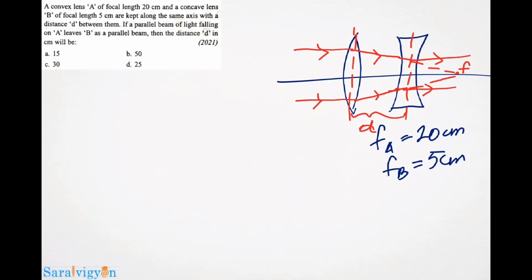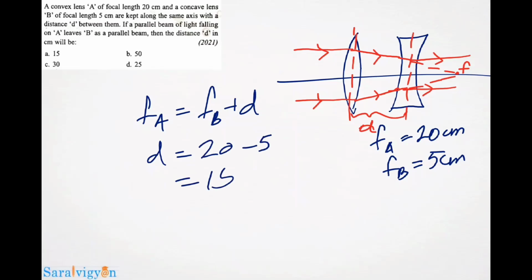Since the focus is the same, we have FA equal to FB plus the distance between them, d. So we get d is equal to FA minus FB. FA here is 20 minus 5, which is equal to 15 centimeter, which is our option A.